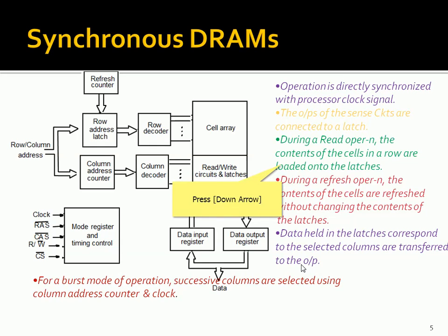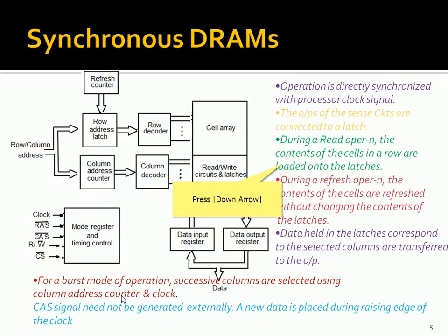For the burst mode of operation, successive columns are selected using the column address counter and clock. We have discussed burst mode of transfer at length in the DMA controller. DMA will send the data in burst mode or block mode, right? It will send a few words at a time instead of a whole block. That is the burst mode of operation. Successive columns are selected using the column address counter and clock, so the column address strobe signal need not be generated externally.